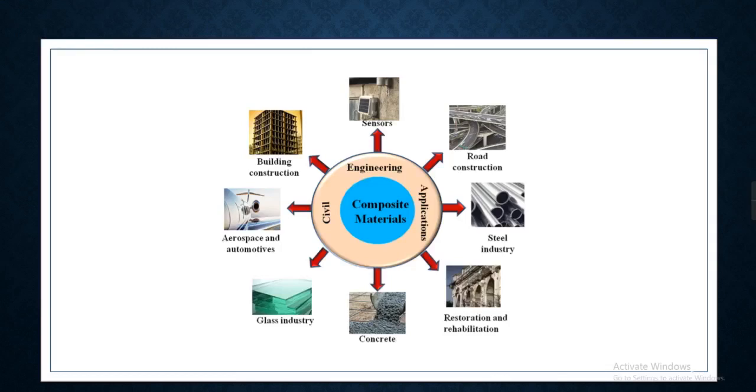So this provides a brief about the various applications of composite materials in the civil engineering field. As you can see, the composite materials may be used in sensors, road construction, steel industry, restoration and rehabilitation, concrete manufacture, glass industries, aerospace and automotive manufacturers, building construction, etc. Not only these, it finds a variety of applications in other sectors as well. So, the applications of composite materials in the civil engineering field are unlimited.